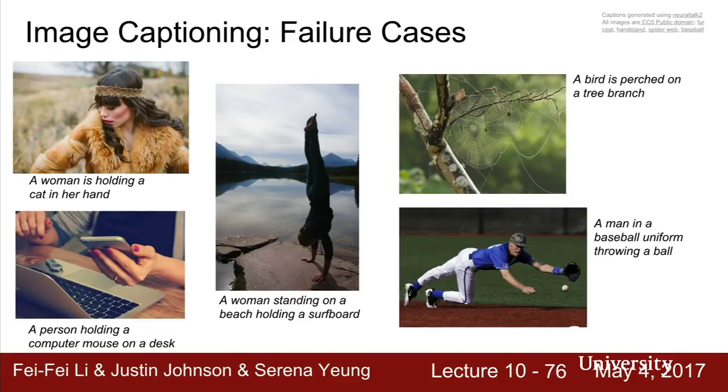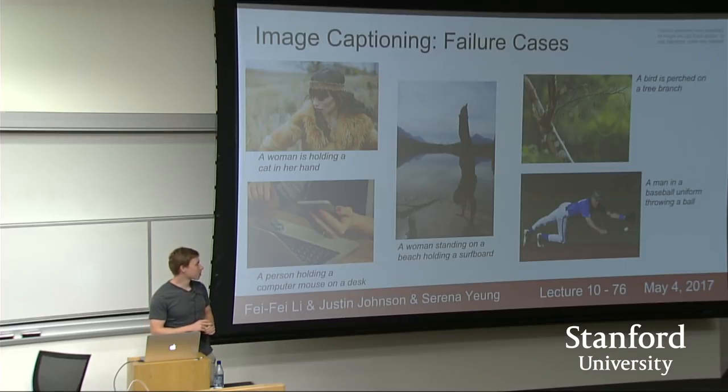But that being said, these models are really not perfect. They're not magical. Just like any machine learning model, if you try to run them on data that was very different from the training data, they don't work very well. For example, in this example, it says a woman is holding a cat in her hand. There's clearly no cat in the image, but she is wearing a fur coat, and maybe the texture of that coat looked like a cat to the model. Over here, we see a woman standing on a beach holding a surfboard. Well, she's definitely not holding a surfboard, and she's doing a handstand, which is maybe the interesting part of that image, and the model totally missed that.